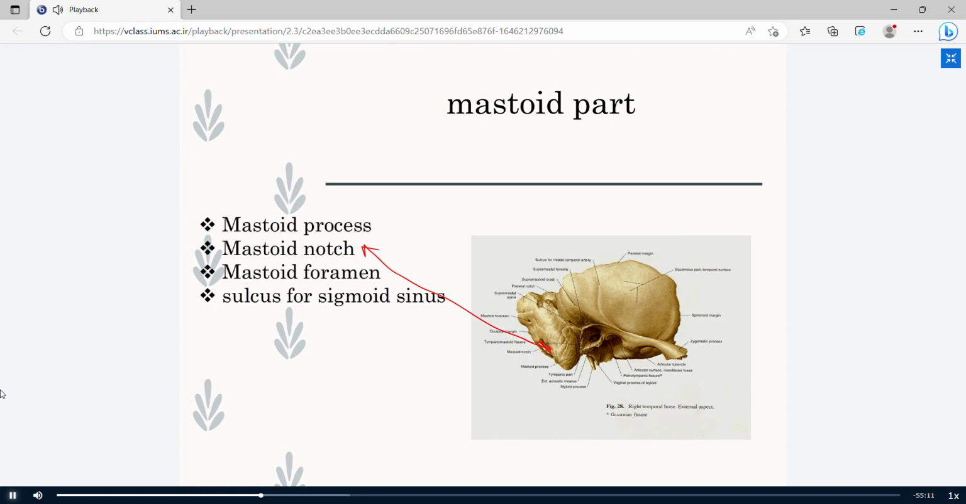Do you know which muscle is inserted to the mastoid notch? You should have studied it in the musculoskeletal course. Repeat the question. Do you know which muscle inserts to the mastoid notch? I told you the sternocleidomastoid inserts to the mastoid process.